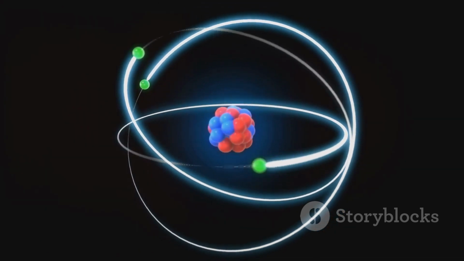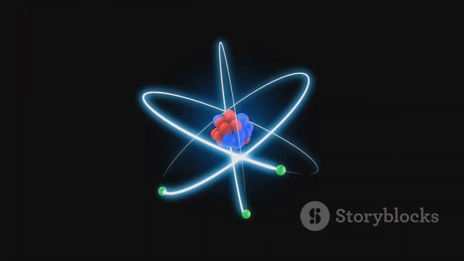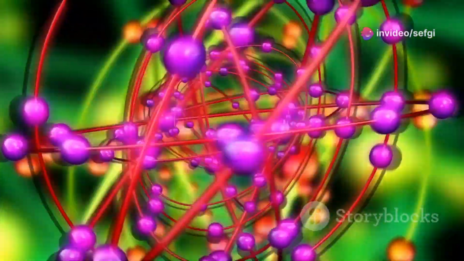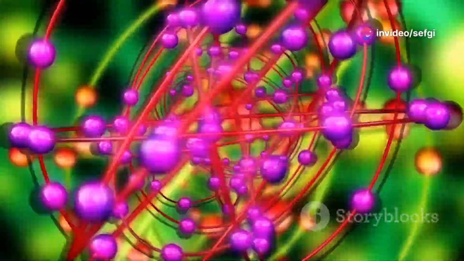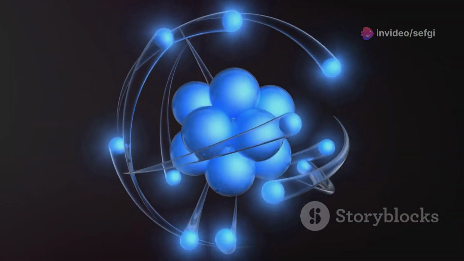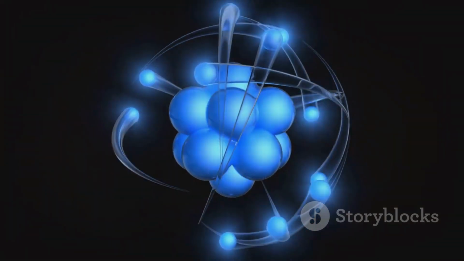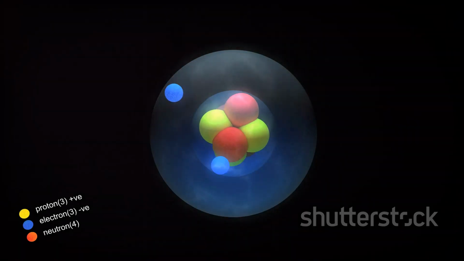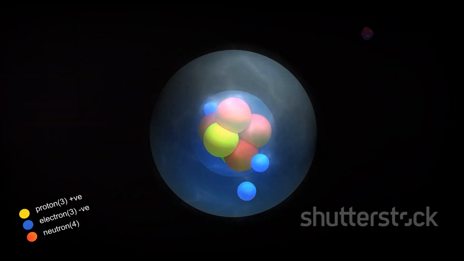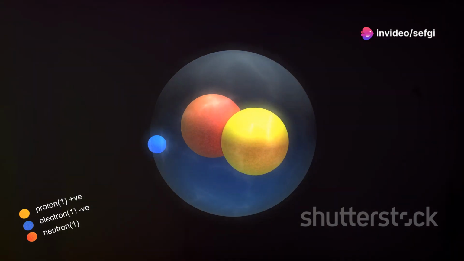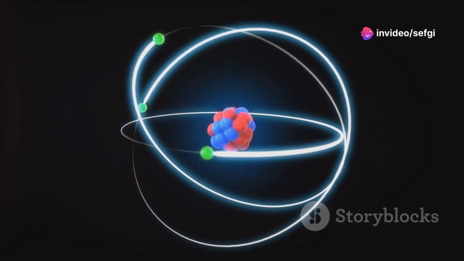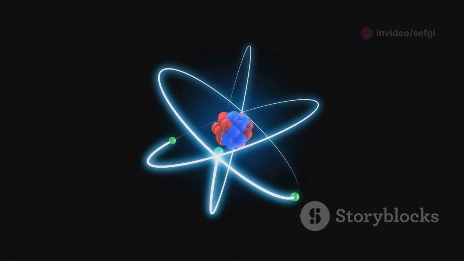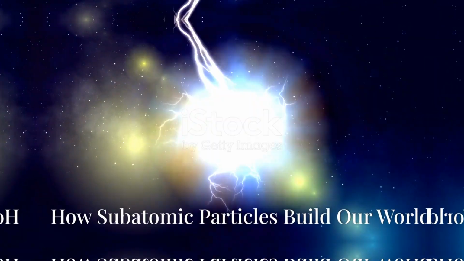Orbiting the nucleus, much like planets around a star, are electrons. These negatively charged particles are much lighter than protons and neutrons, constantly in motion around the nucleus. The arrangement and behavior of these electrons determine the atom's chemical properties. The balance between the positive charge of the protons and the negative charge of the electrons keeps the atom electrically neutral. This delicate balance of forces within the atom is crucial for the stability of matter as we know it.